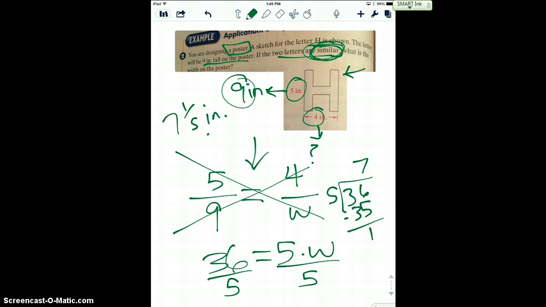inches, or I could plug in a decimal, and 5 goes into 10 twice. So I could say 7 1/5 inch or 7.2 inches for the width, if I want to keep that letter H in proportion and not have it be distorted.